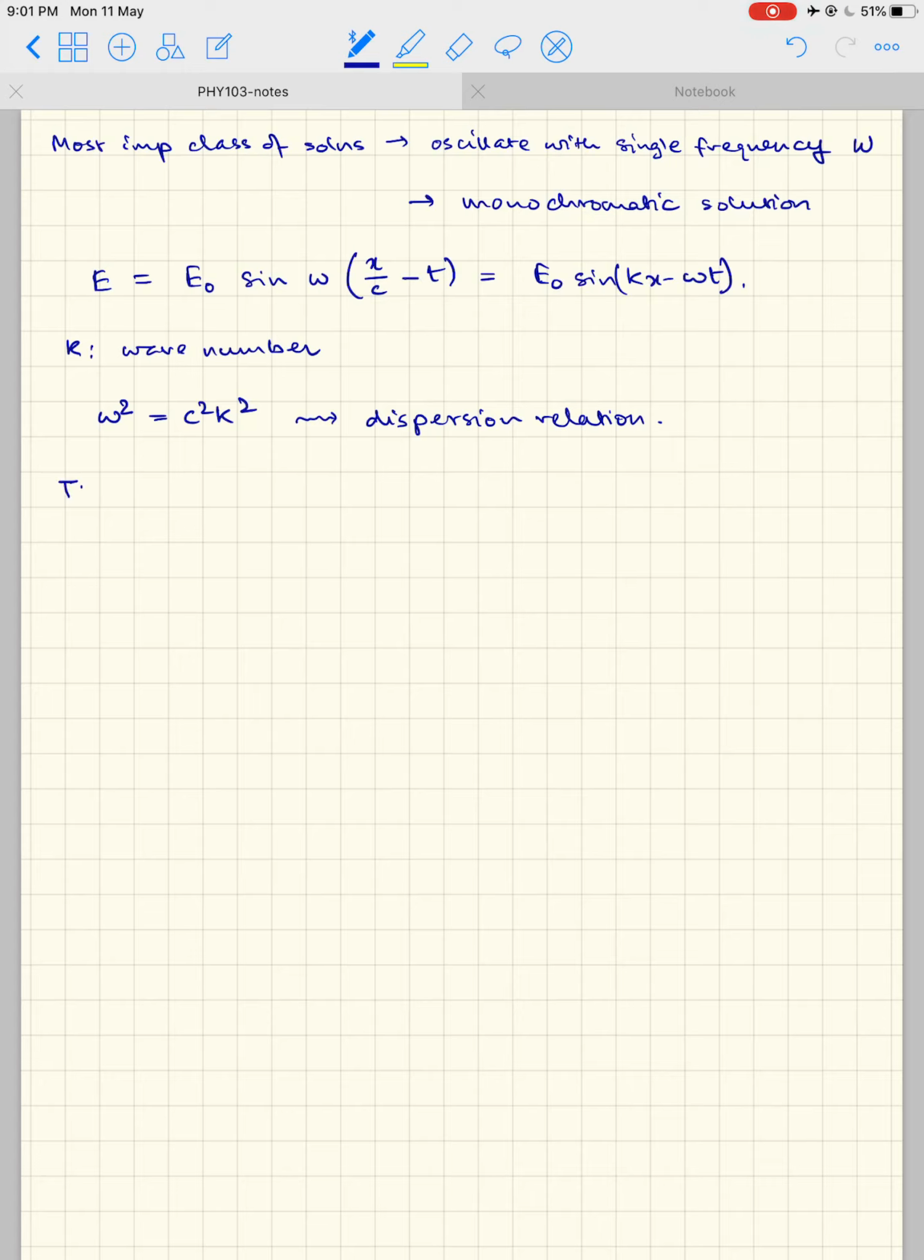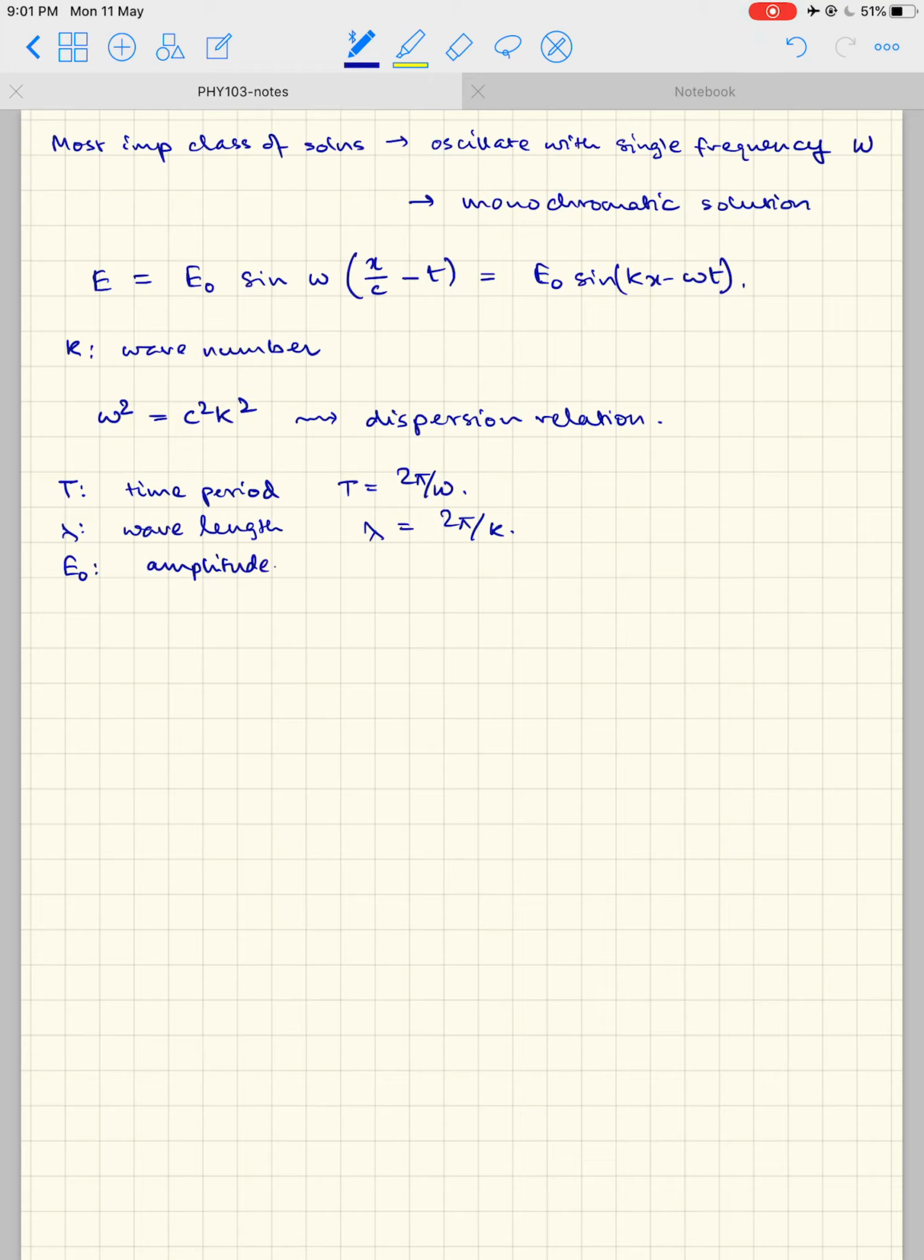T is the time period, and that is just given by T is equal to 2 pi over omega. Lambda is the wavelength, and this is given by lambda is 2 pi by k. And the other thing that is of importance is E naught, which we have written above, the amplitude.